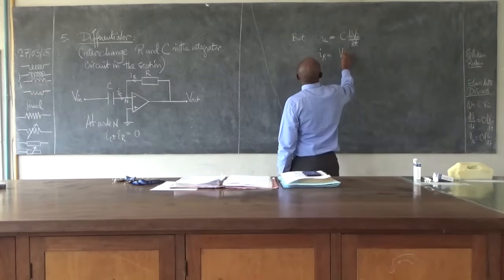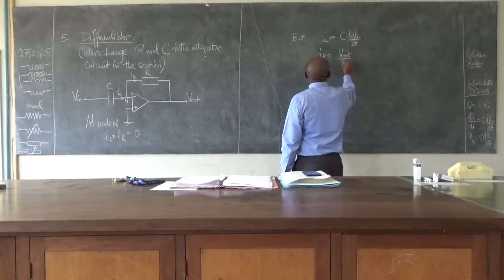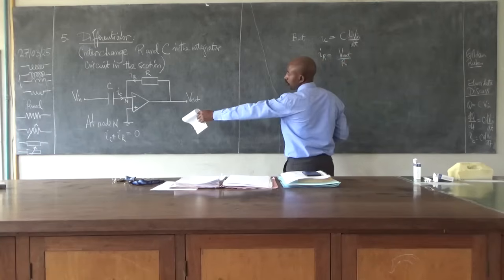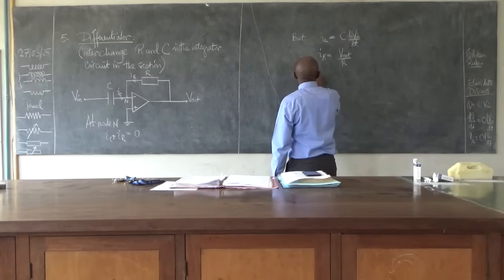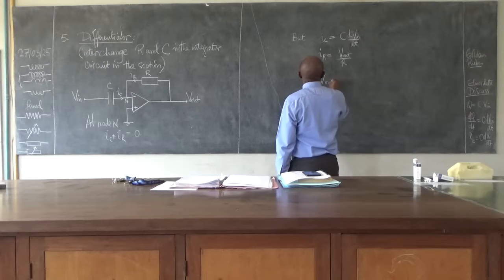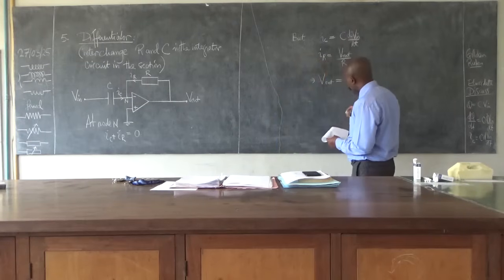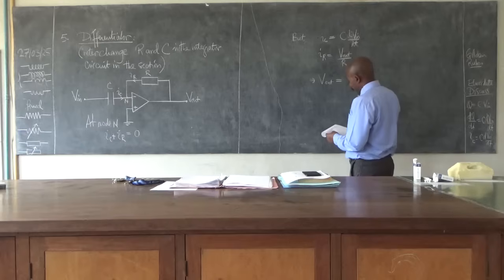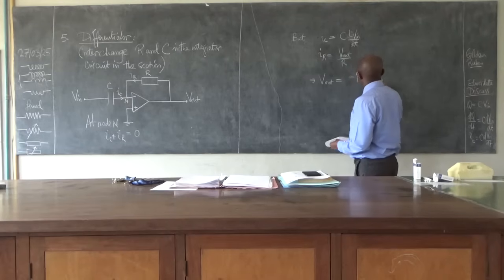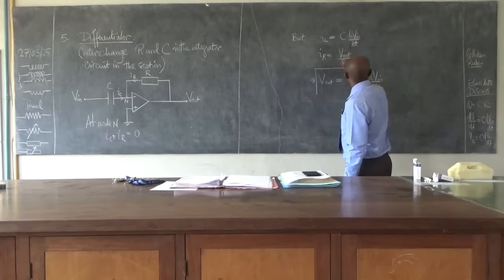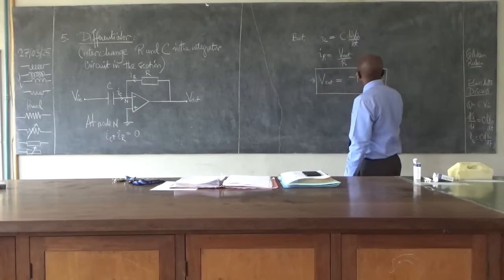So this would be V out over R, and then we substitute into our equation, and then we have that V out would be equal to minus RC times dV in dt. I'm sure each one of you knows how to achieve this.